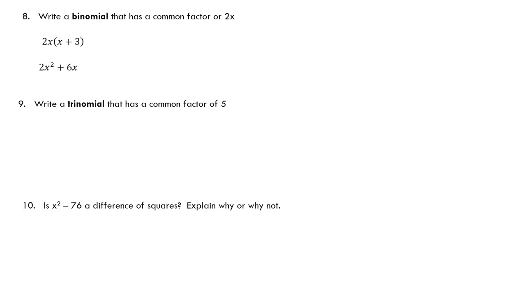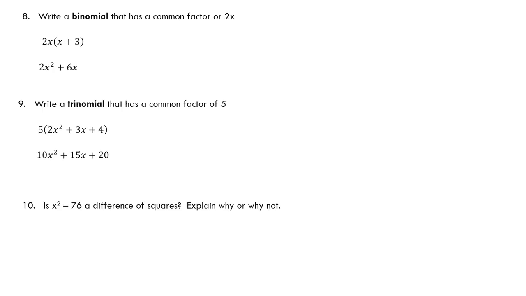Question 9 asks us to write a trinomial that has a common factor of 5. Well, once again, we can just write our 5 on the outside, and then inside the brackets, write just about any trinomial. So in this case, I chose 2x squared plus 3x plus 5. Once I multiply it out, I'm given a trinomial of 10x squared plus 15x plus 25. So this is an example of a trinomial that has a common factor of 5.